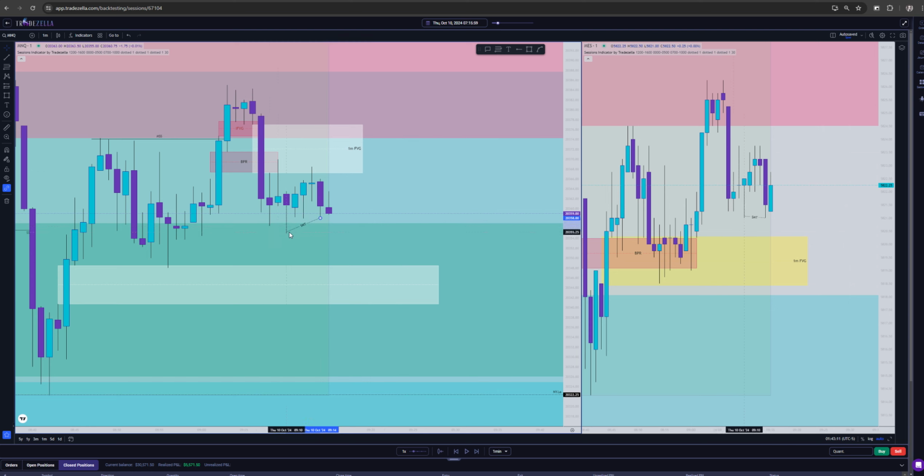Let's see. The candle, dojis. Okay. Wow, SMTs right here. More SMTs. You know, when you get a series of SMTs like this, it just goes to show that you're in some sort of consolidation.